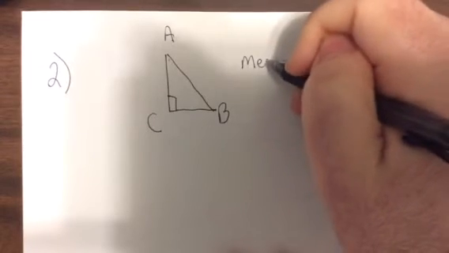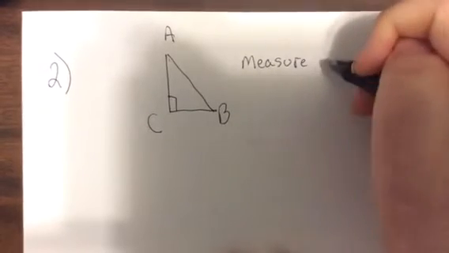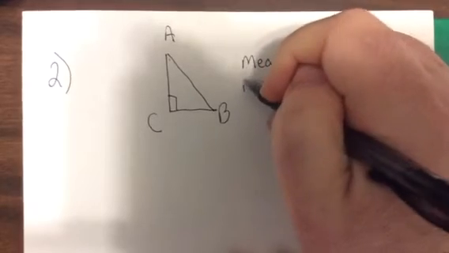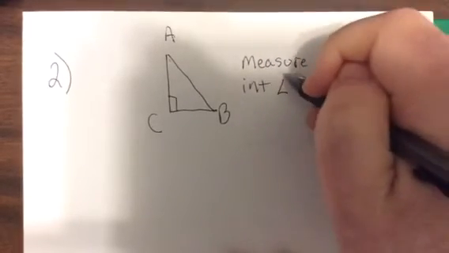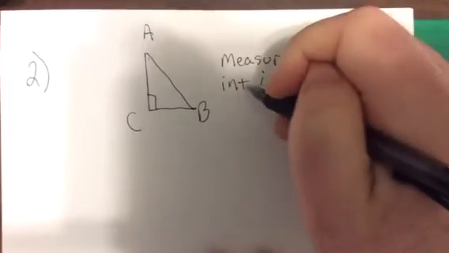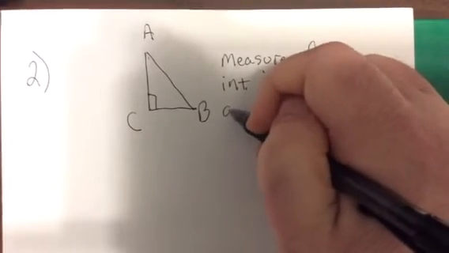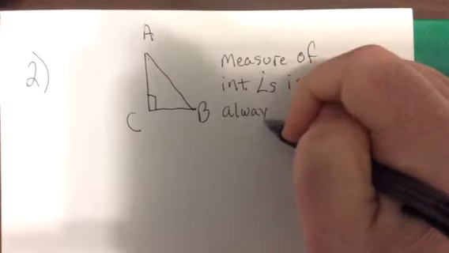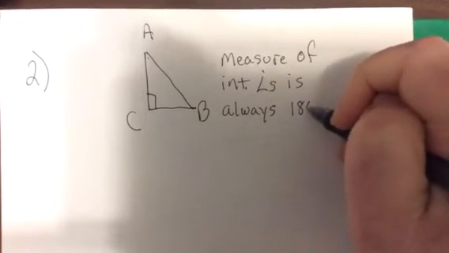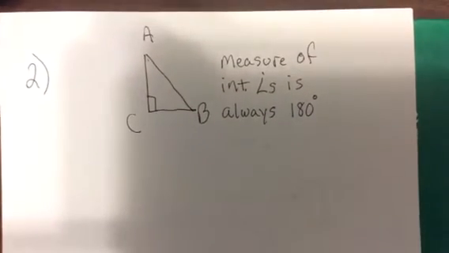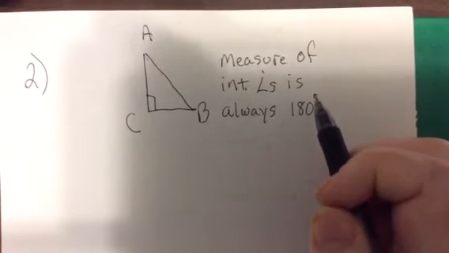So the measure of the interior angles, that's the angle symbol, and interior, INT, is always 180 degrees. Now, degrees is just a way to measure. There's also something called radians we're going to talk about. There's another thing called gradients, which we're not going to talk about a whole lot. But we're going to do degrees right now.